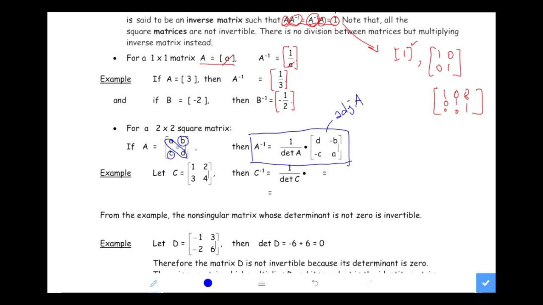Like at first they are positive, but you swap them to negative. But you don't change the positions. You don't change the positions, okay? So let's come here.